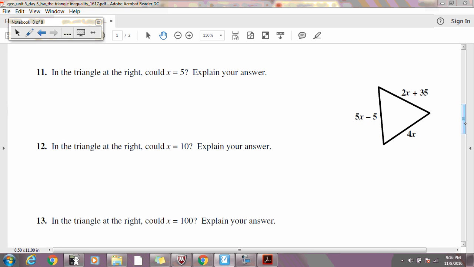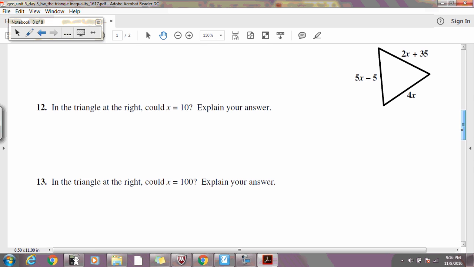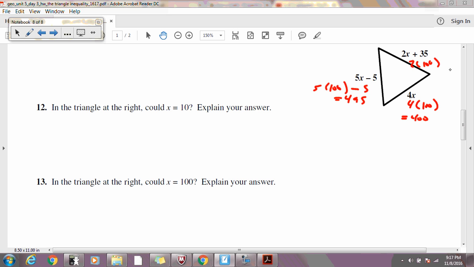Number 13 is quite similar. We're using the same triangle, but now we're going to say, could x equal 100? So it's 5 times 100, which is 500, minus 5, so that's 495. Over here it'd be 4 times 100, which is 400. And this one would be 2 times 100, which is 200, plus 35, so 235.